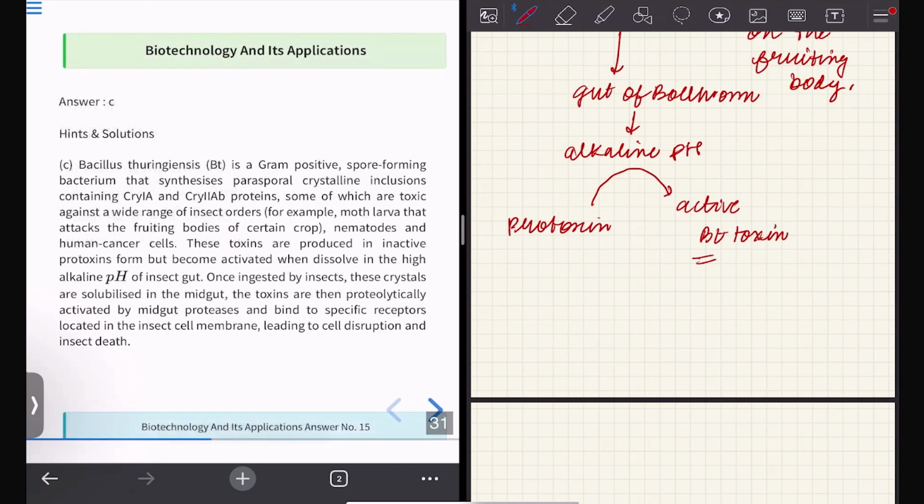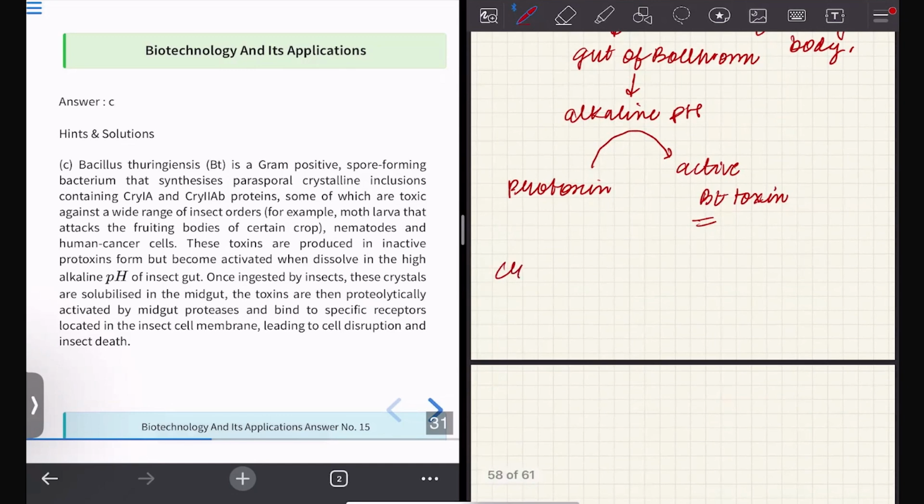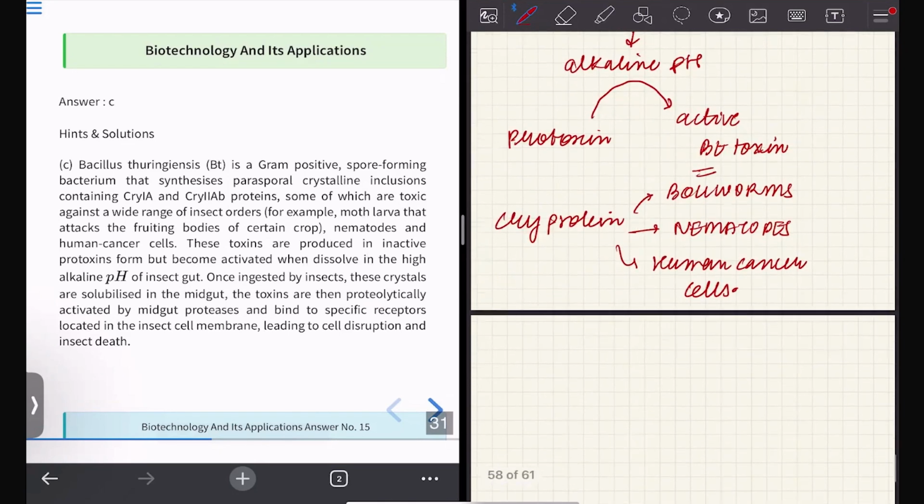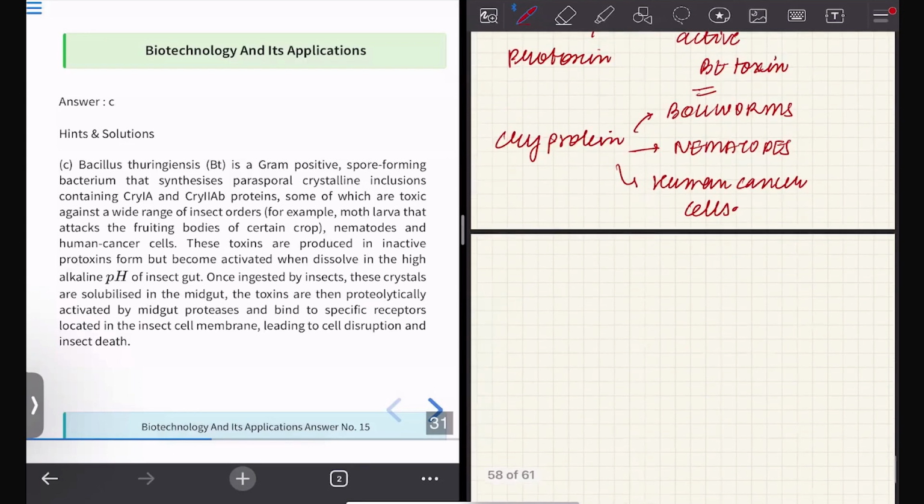So Bacillus thuringiensis is a gram-positive, spore-forming bacterium, and it synthesizes Cry1A and Cry2B proteins, and these are toxic against a wide range of insect orders. Moth larvae, which are known as bollworms, and nematodes, and also human cancer cells. So cryoprotein is effective against bollworms, nematodes, and then we have human cancer cells. So these are the three that it affects.